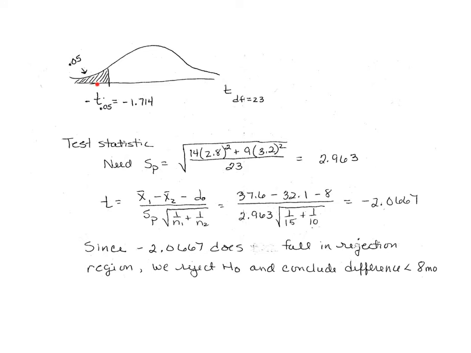So we take a look up here and we see where negative 2.0667 falls, and it definitely falls in our rejection region. Since it is less than negative 1.714, we reject the null hypothesis and conclude that the difference is less than 8 months.